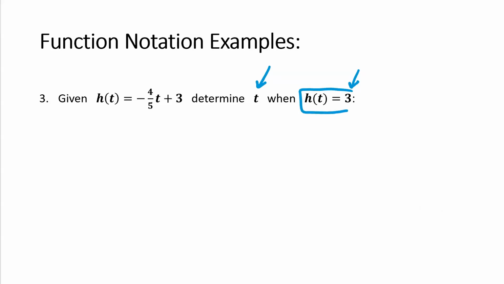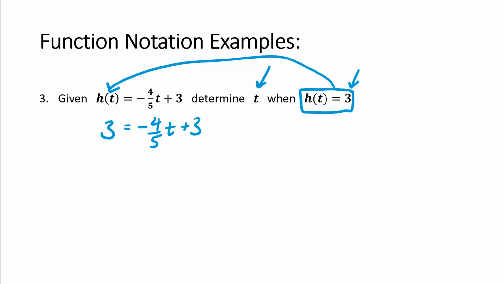We know that h of t equals 3. So substitute in 3 every time you see h of t. Let's do that. Instead of h of t equals all this, we say 3 equals all of that: negative 4 over 5 t plus 3. And you're trying to determine t. You're trying to solve or isolate for t. Okay, so that's our starting point.